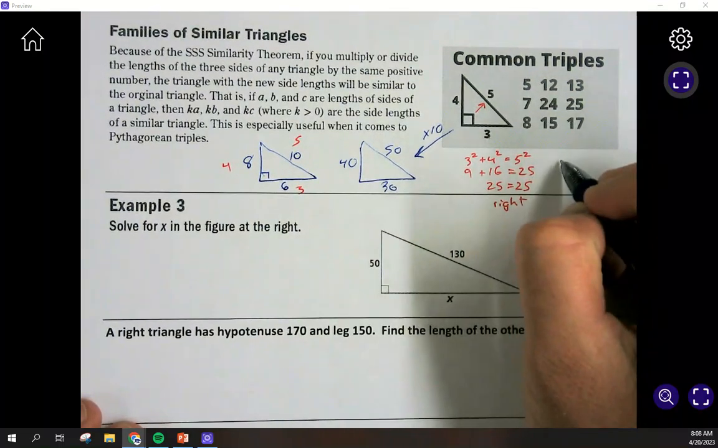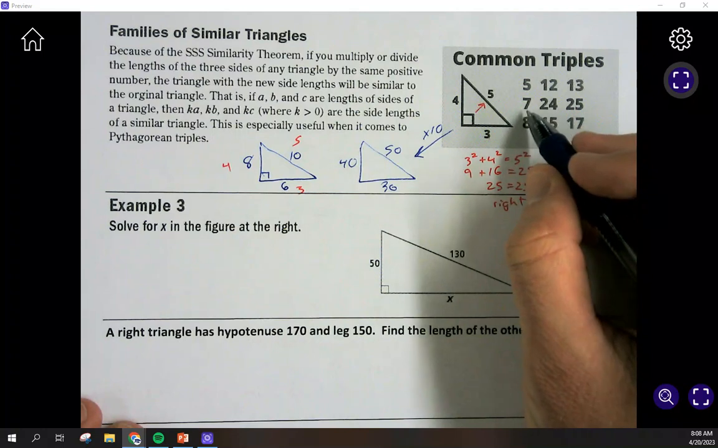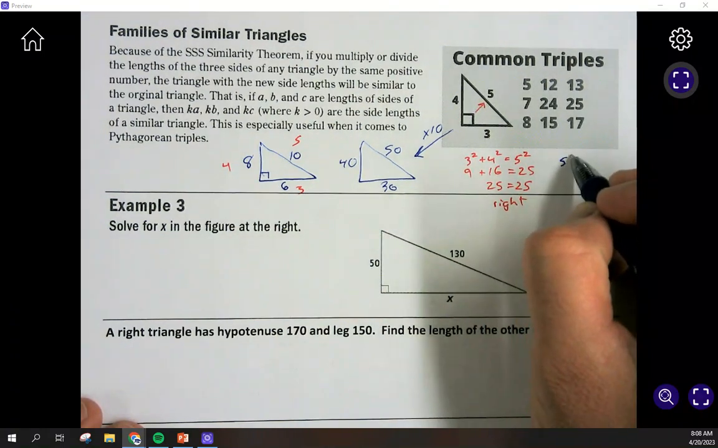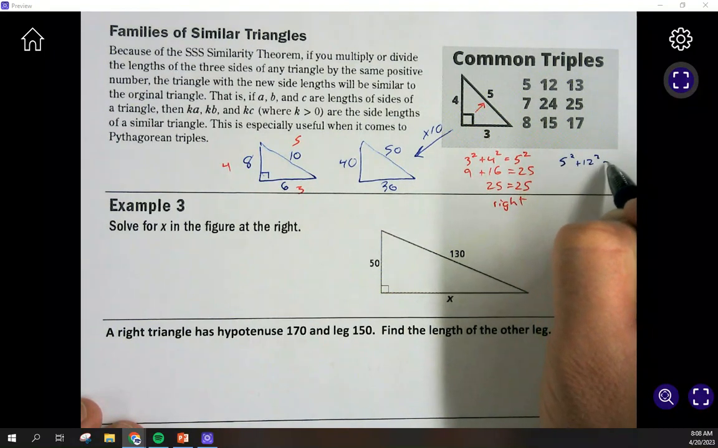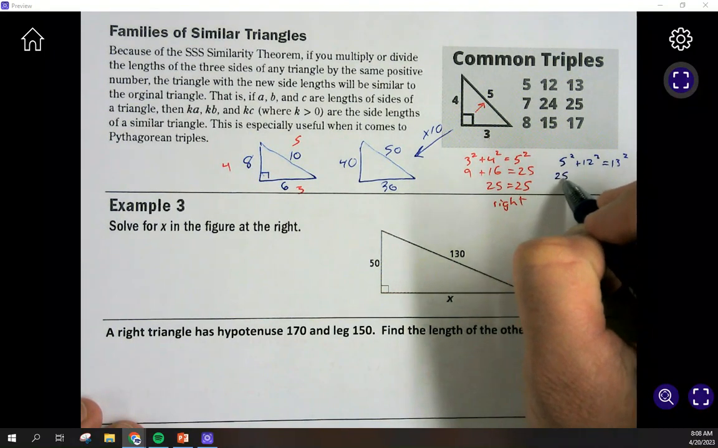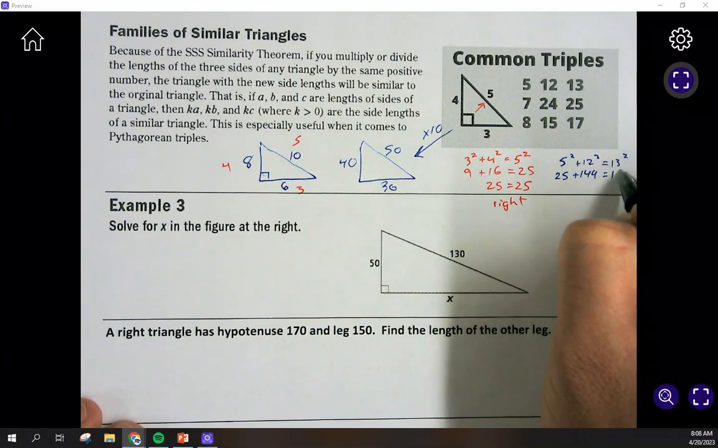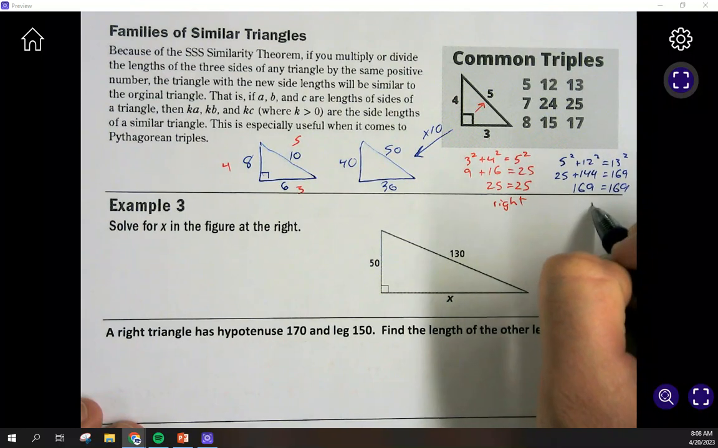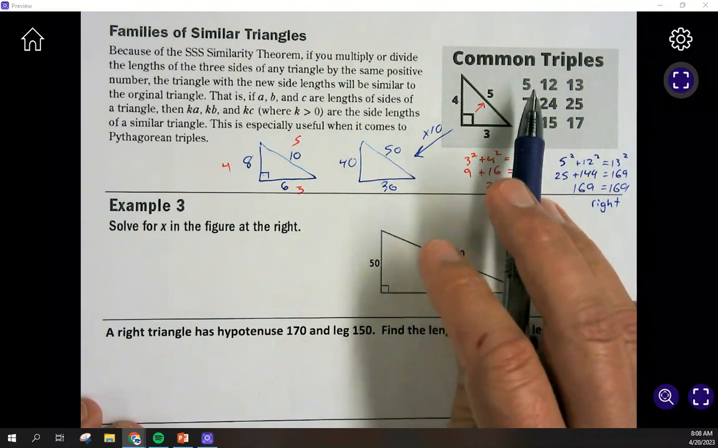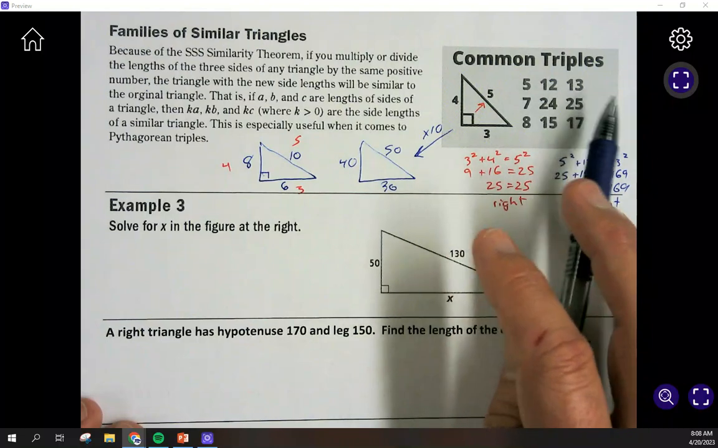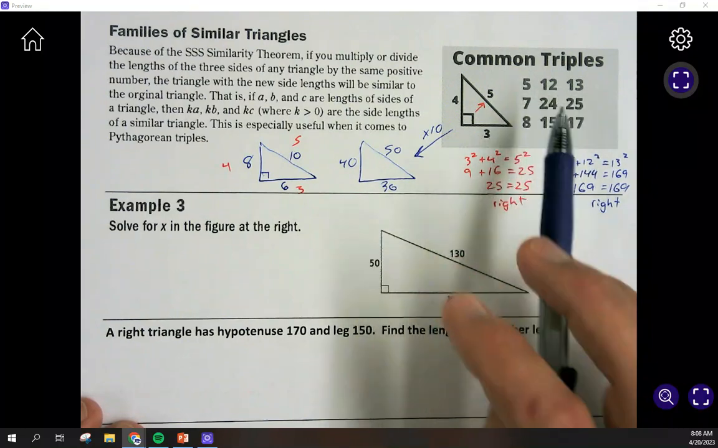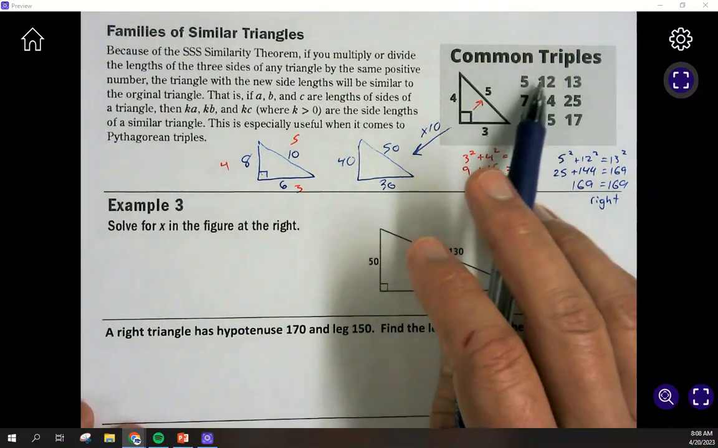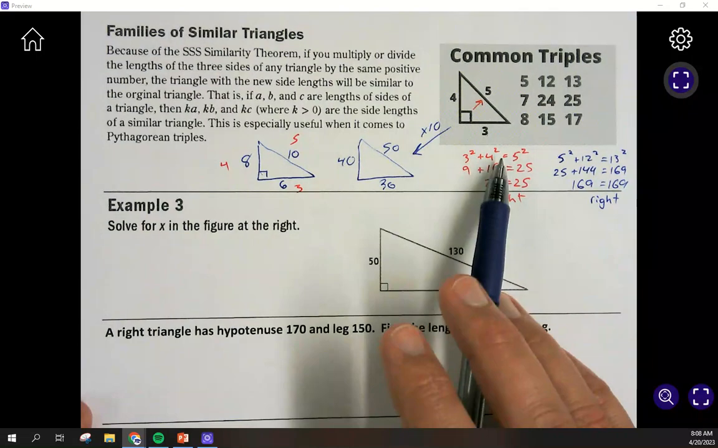5, 12, 13 is a very common one as well. Those are the two most common ones, and we'll see these sometimes, but really we're looking for 3, 4, 5s and 5, 12, 13s. 5 squared plus 12 squared should equal 13 squared. That's 25, that's 144, and 13 squared is 169. Those add together, and they do end up being equal. This is another right triangle. So if I see multiples of these numbers, or they show up in a fraction, I can just jump right in and solve for that missing side based on the Pythagorean triple. I don't actually have to run the Pythagorean theorem.